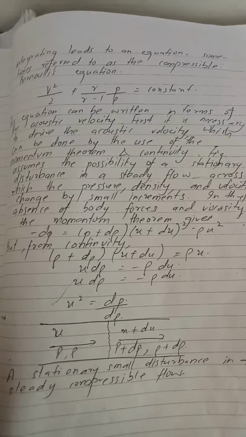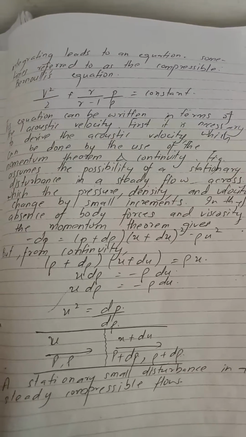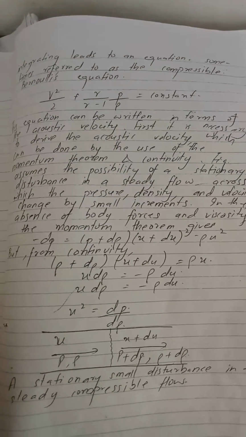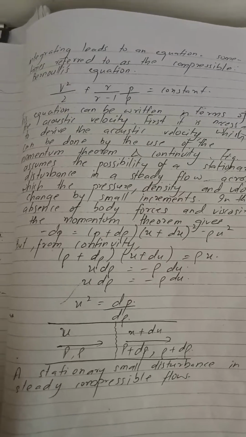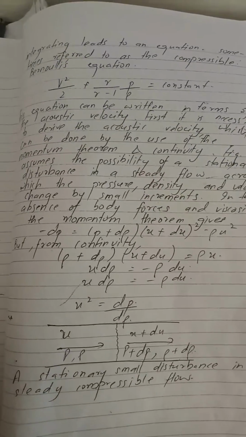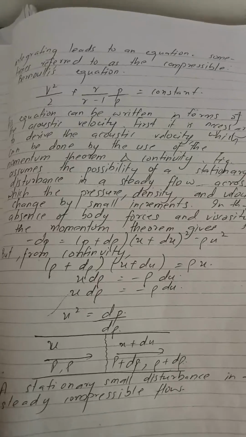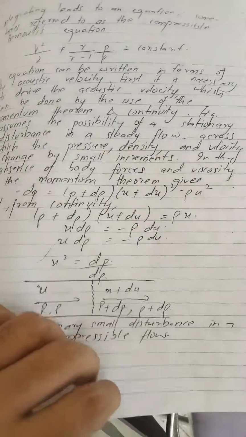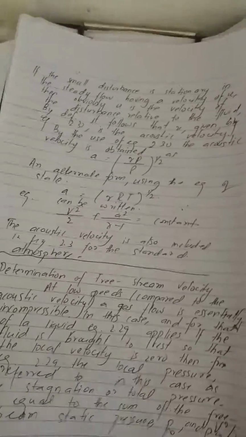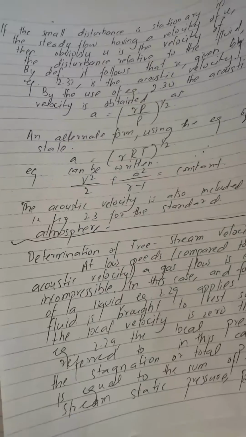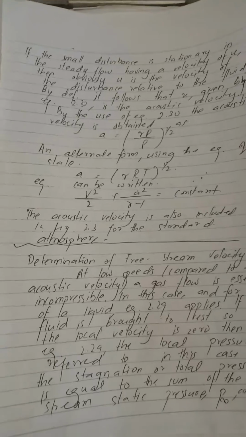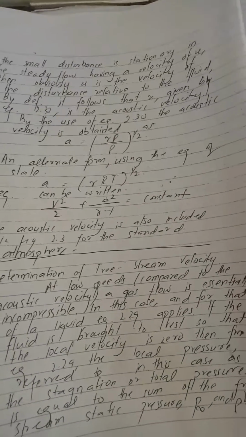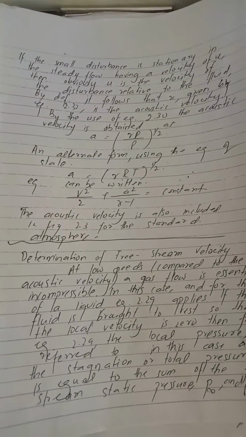The disturbance, a stationary disturbance in a steady flow, across which the pressure, density, and velocity change by small increments. In the absence of body forces and viscosity, the momentum theorem gives this one. So this is how it has been done, and I hope that is enough for the explanation as far as Bernoulli's equation is concerned. Now we're going to talk about the free stream velocity and the determination of free stream velocity at low speeds.